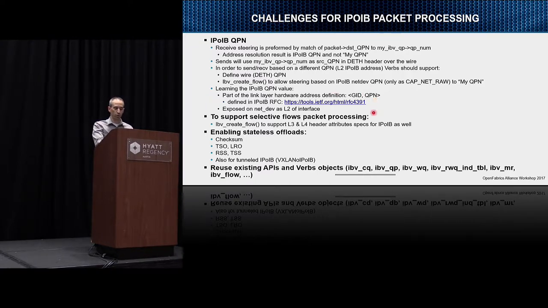In order to do the steering, we should enable pushing filters based on layer 3, layer 4 headers, but the so-called layer 2 address should be the layer 2 address of the underlying device. The challenge now would also be to add such support of stateless offload to the Verbs API and reuse the existing infrastructure that is already there. Much of that infrastructure was added last year to support the Ethernet stateless offloads, so we would like to enjoy the same additions.